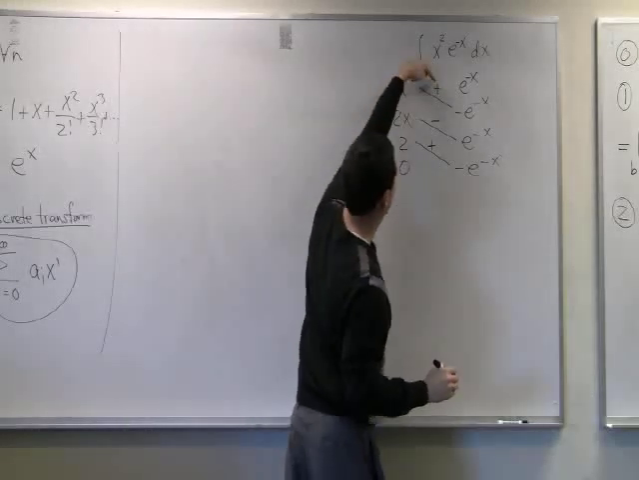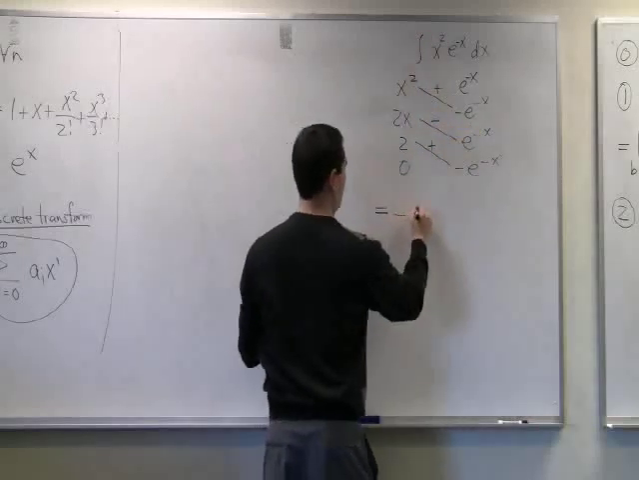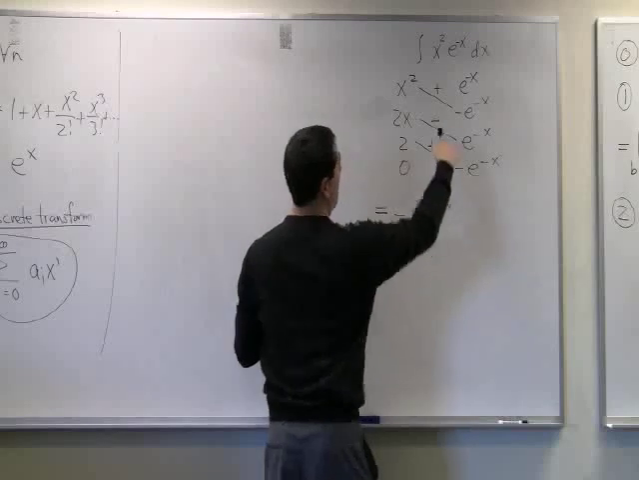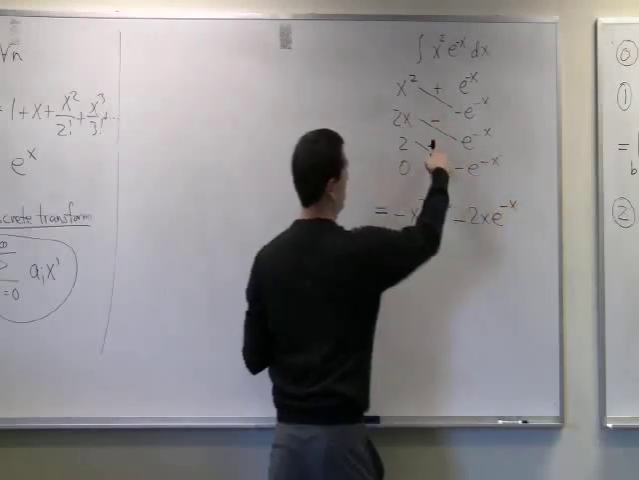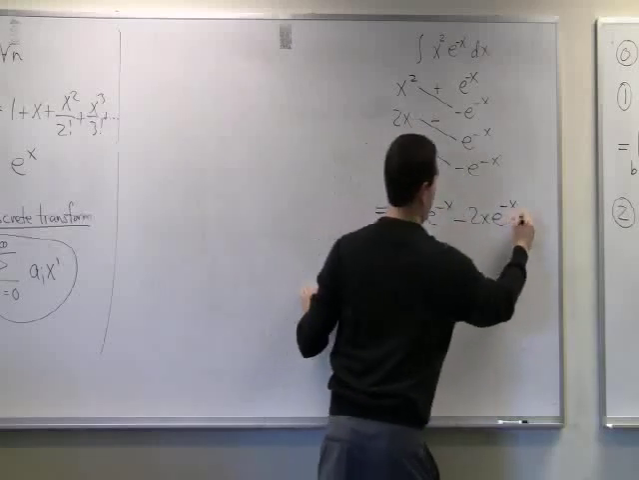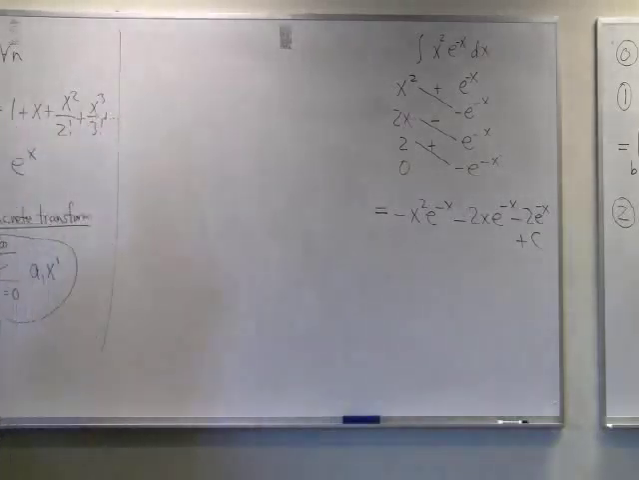The answer is then, I just read it across. X squared times, well, there's plus, so that's not going to do anything, times negative e to the minus x. So negative x squared e to the minus x, minus 2x e to the minus x, plus, and then minus is negative, minus 2e to the minus x. Okay, there's the answer.